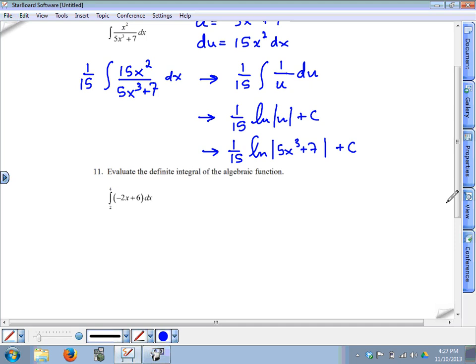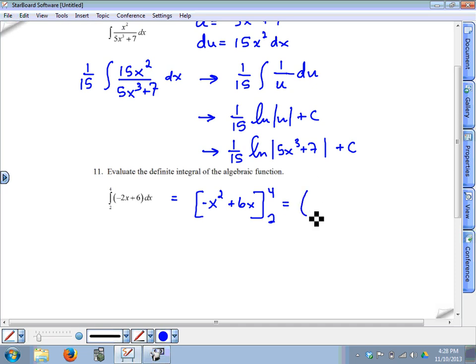Okay, starting at number 11, we get into definite integrals, and we first need to find the antiderivative of the integral inside. So this is going to be x squared over 2, which is going to cancel with that negative 2. Then the integral of 6 is equal to 6x. So this is equal to negative x squared plus 6x. This is the antiderivative. Okay? Now we evaluate the antiderivative from 2 to 4.